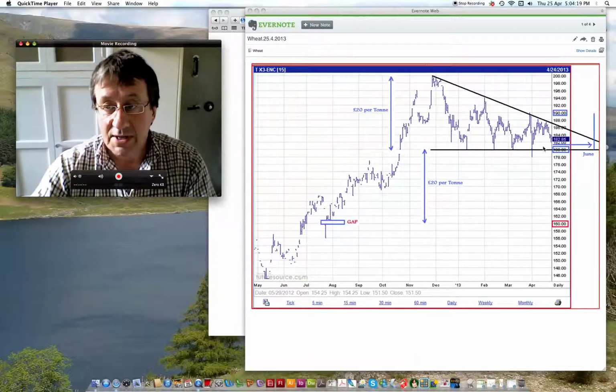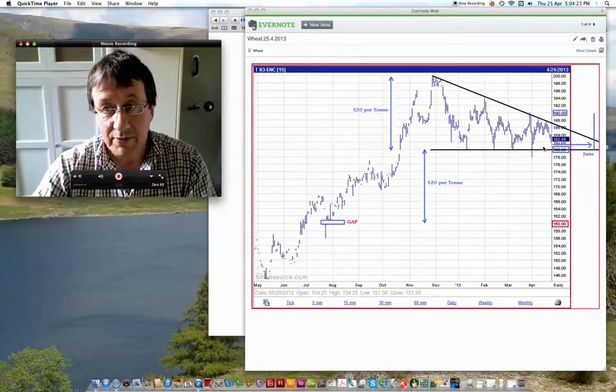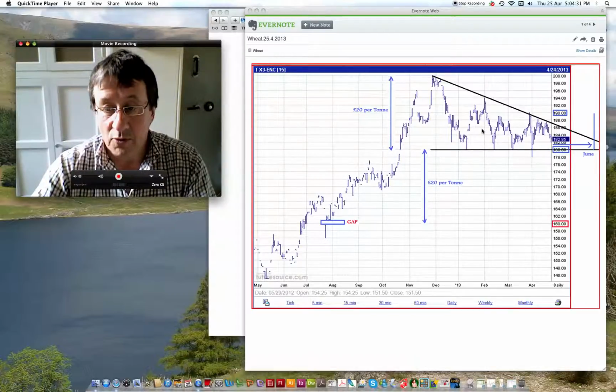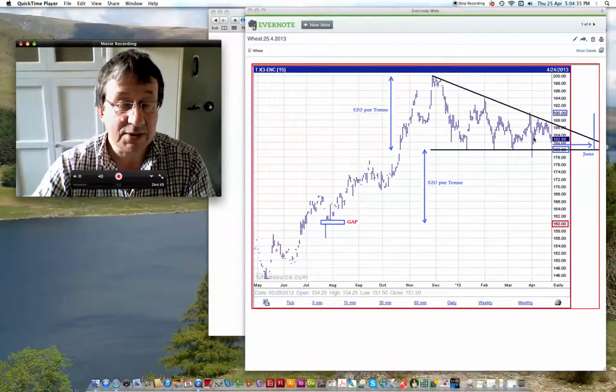So obviously, I expect more of the same until we get the breakout of either 190 or 180. If it's 180, it's bearish because obviously we've got this formation of a top pattern triangle that's been forming now for 1, 2, 3, 4, 5 months. So it's going to be quite a significant move.